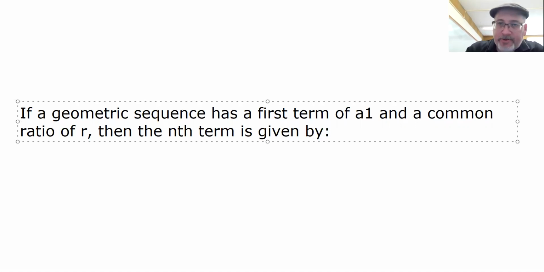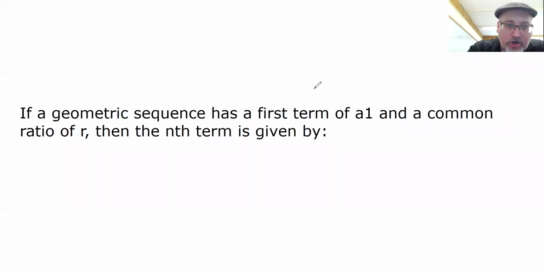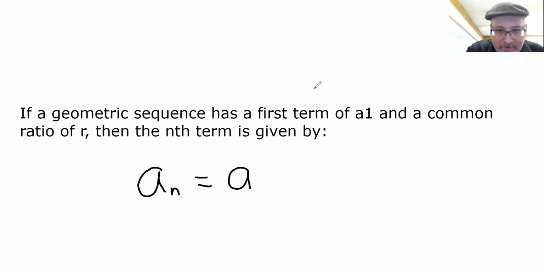and I'm going to draw this. The nth term is given by, it's your first term, that's a 1, not an I. It's the first term times the ratio to the n minus 1 power. And we'll highlight that because I feel like it's worthy of highlighting.